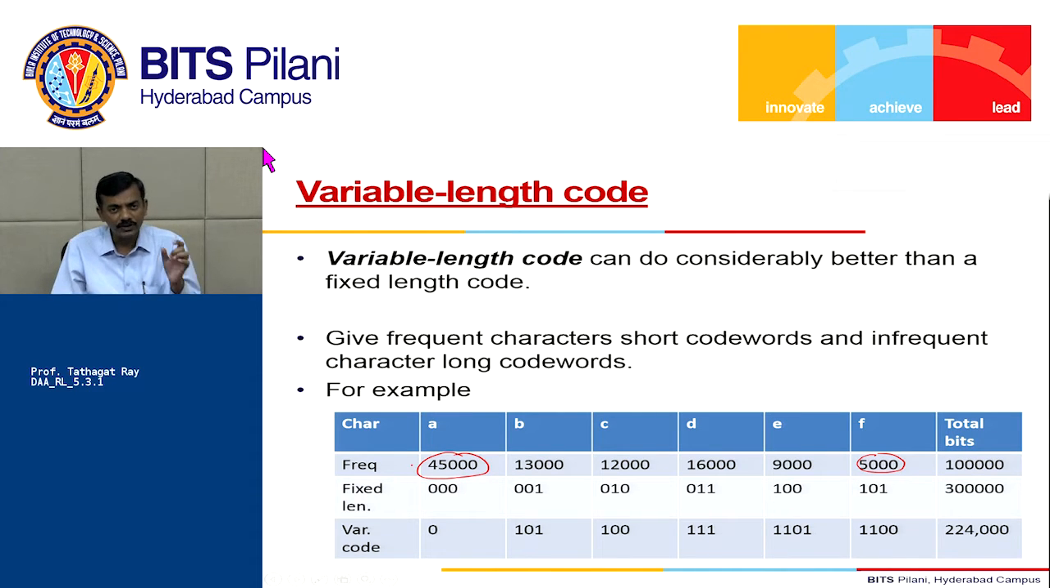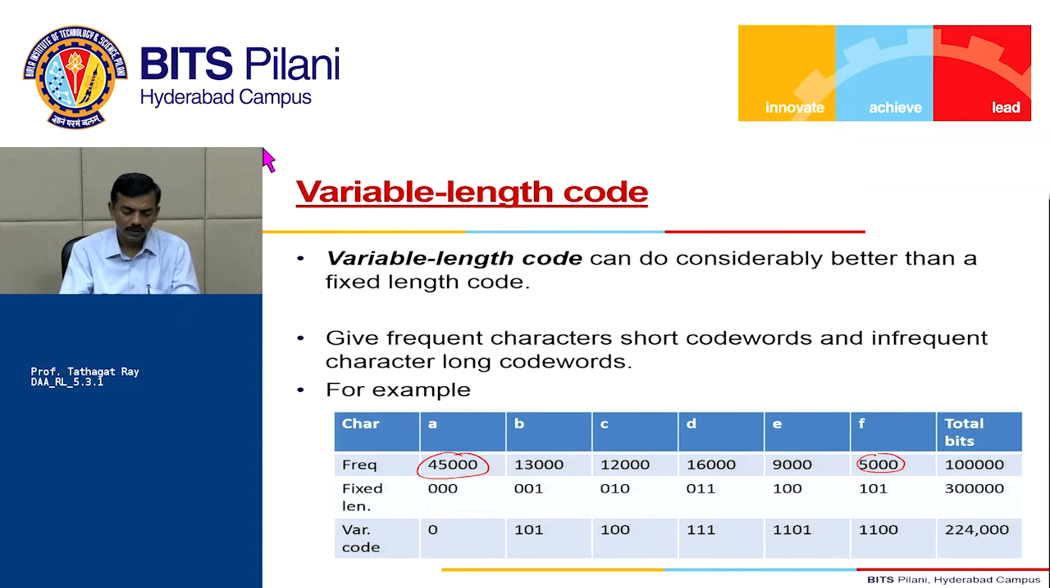If I use a fixed length code, now notice there are 6 characters you need to represent, A, B, C, D, E, F. How many bits will I require? In order to represent 6 different patterns, you will require 3 bits, right? Because 2 to the power 3 is 8, which is more than 6, and if you take 2 bits, that is 2 to the power 2, which is 4, which is less than 6, so you cannot use 2 bits, you have to use 3 bits.